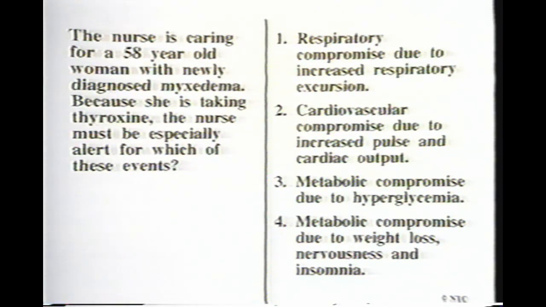Now let's pull the question apart again. She is 58 years old. She has newly diagnosed myxedema and is taking thyroxine. And we are told that the answer has to relate to her taking thyroxine. Every patient who starts taking thyroxine needs to be told that it can increase the heart rate.